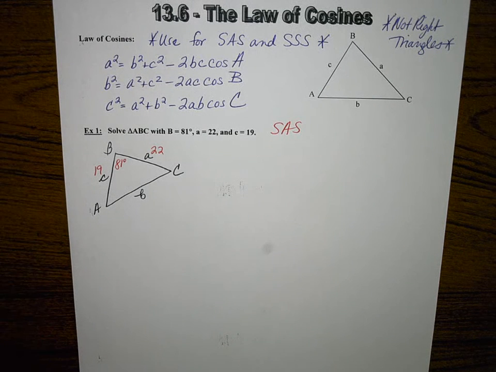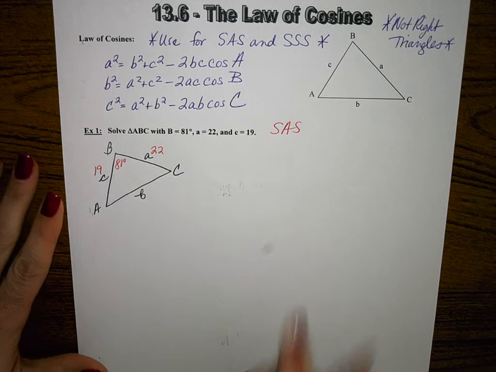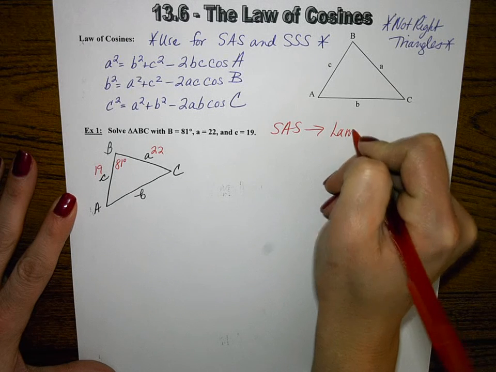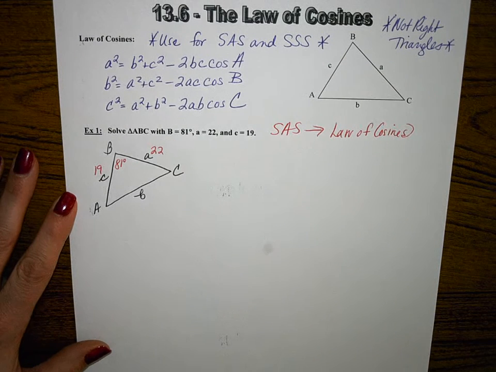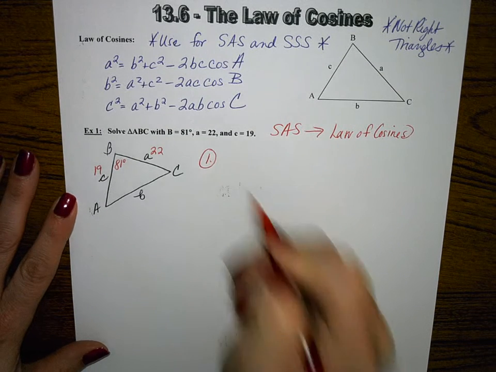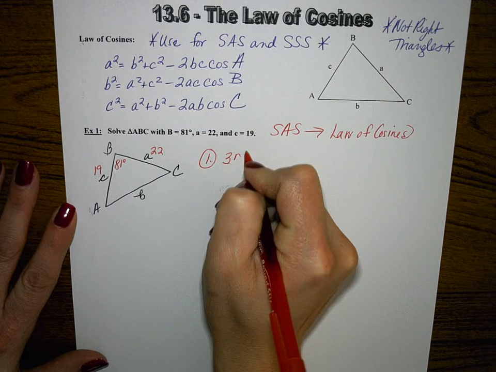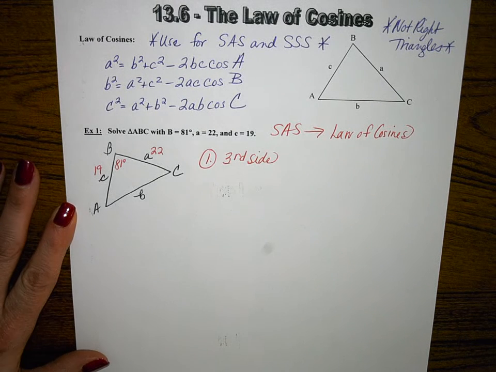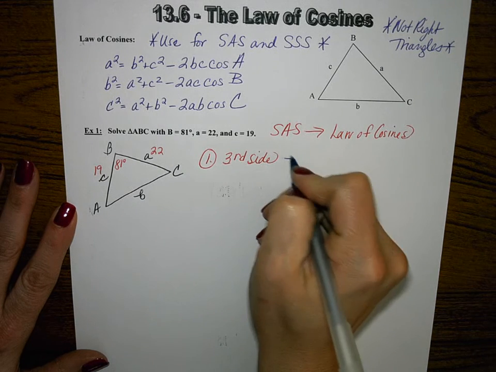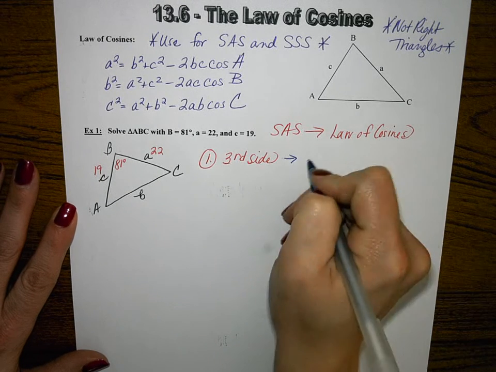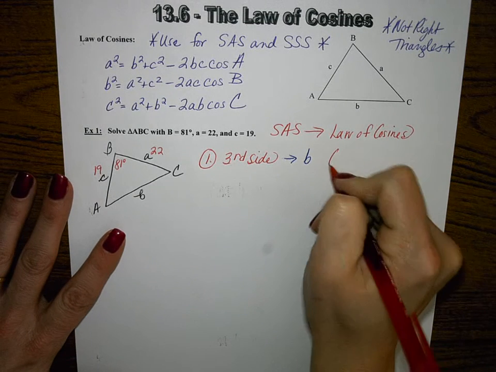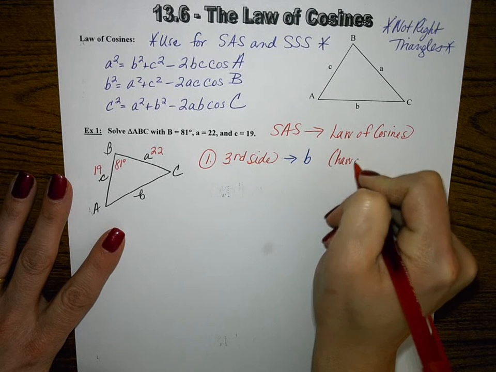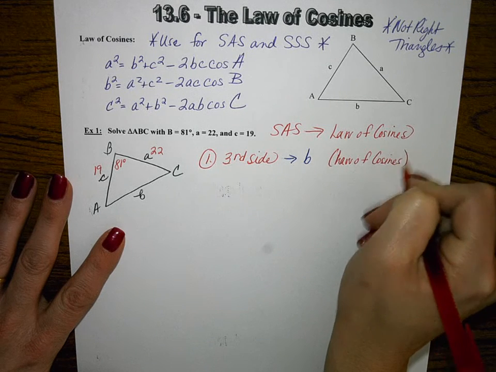Okay, now in a side, angle, side situation, we need to make sure that you follow through on the right steps. So if it's side, angle, side, you want to use the law of cosines. Okay, in a side, angle, side situation, the first thing that I want to do is I want to find the third side. Okay, in this case, my third side is what? B. Little b, absolutely. Which means that by law of cosines, because I have to use law of cosines to find that third side.